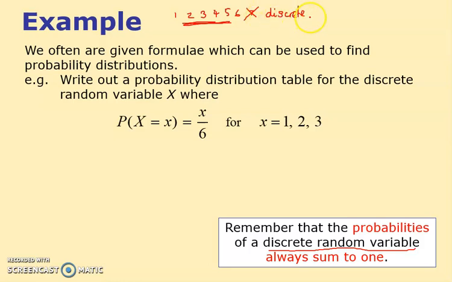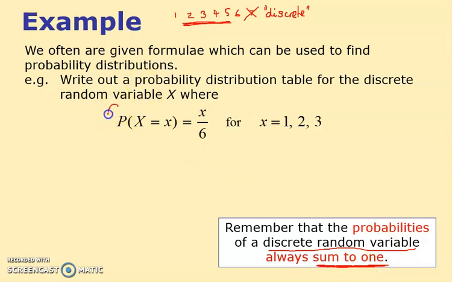Only certain numbers are possible. This is a posh name. So a discrete random variable is random because it could be any of these. A discrete random variable, the probabilities, as we already know, have to add up to 1. They add up to 1. So just bear that in mind.